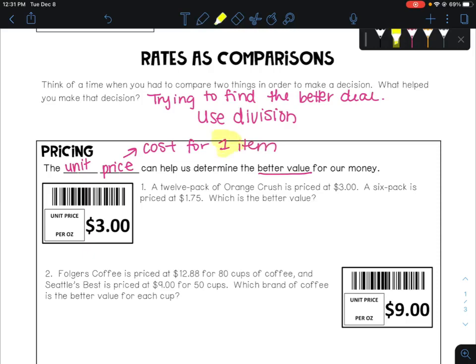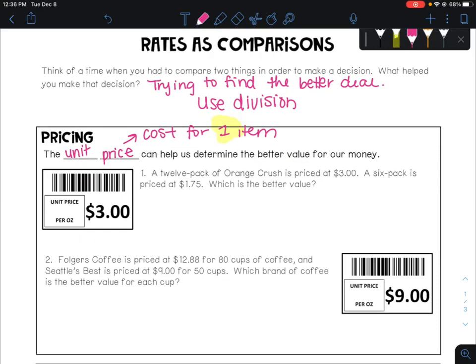It's for one item. For example 1, a 12-pack of Orange Crush is priced at $3. A 6-pack is priced at $1.75. Which is the better deal? The problem here is that we know the cost for 12 and the cost for 6. There's no way to directly compare that without somehow simplifying the situation. And it turns out that because we have decimals, the easiest way to do this is just to simplify. And to simplify, we're going to use division, okay?